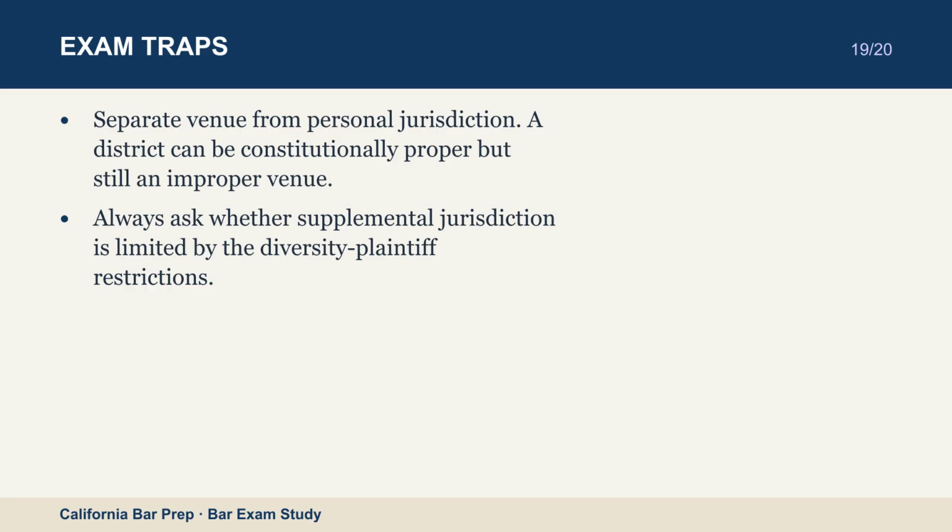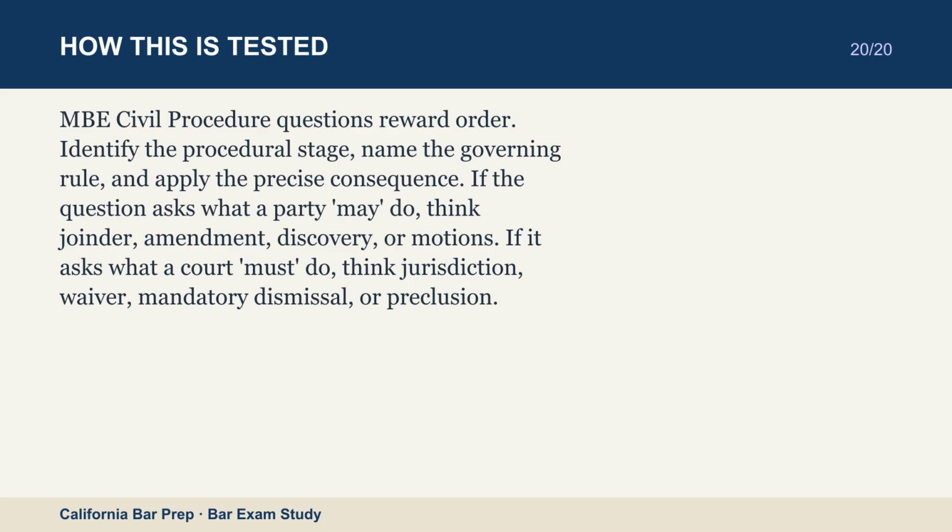MBE civil procedure questions reward order. Identify the procedural stage, name the governing rule, and apply the precise consequence. If the question asks what a party may do, think joinder, amendment, discovery, or motions. If it asks what a court must do, think jurisdiction, waiver, mandatory dismissal, or preclusion.